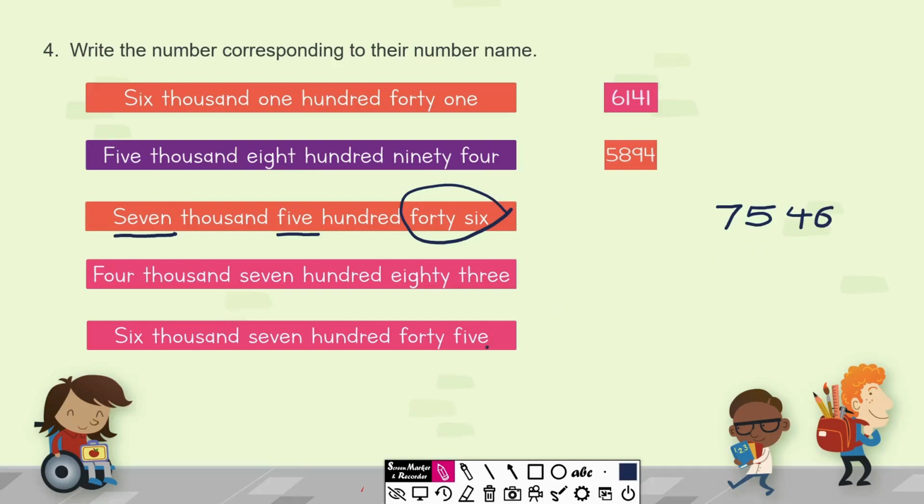7546. Very good. Let's check the answer. Yes, it is 7546 and we all were correct. Now come to the next question.